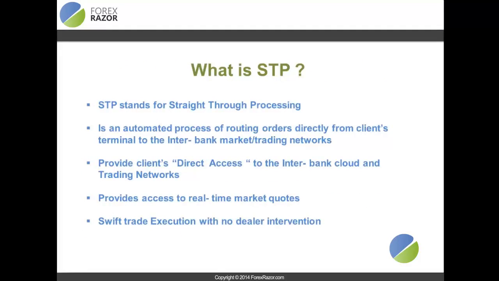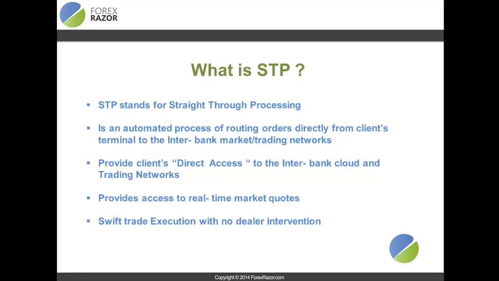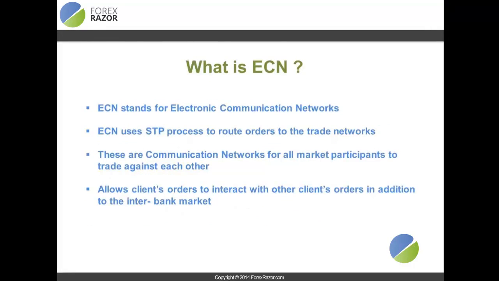So what exactly is the STP? STP stands for straight-through processing. It is an automated process of routing orders directly from the client's terminal to the interbank market or the trading networks. By doing so, it provides the traders access to the real-time market quotes and offers them swift trade execution without any dealer intervention. Now that we have discussed what the STP system is, we shall try to understand what ECN is and how it works.